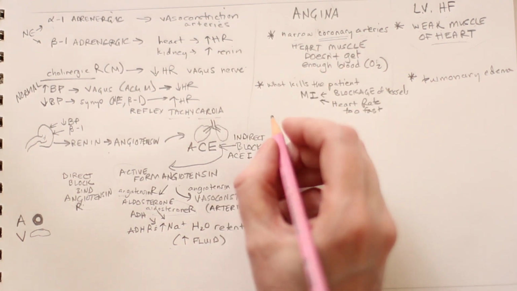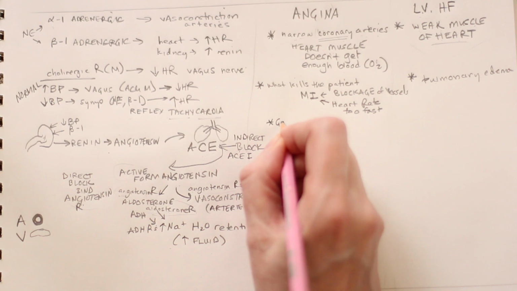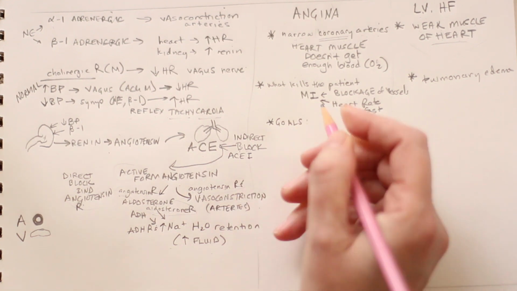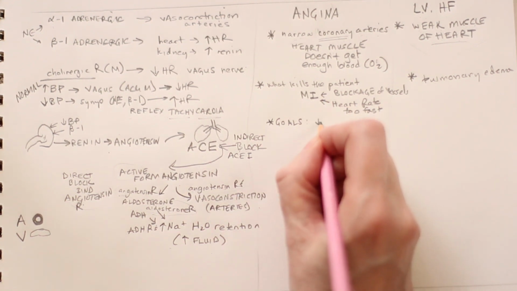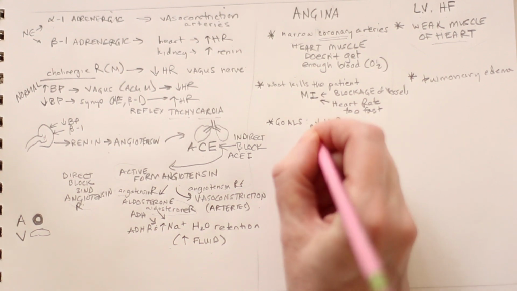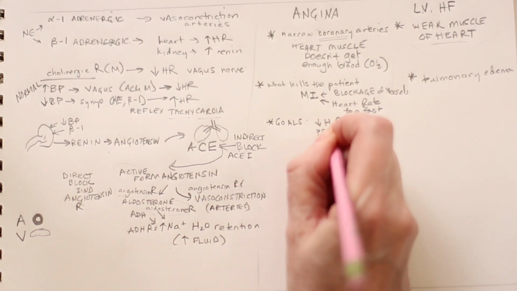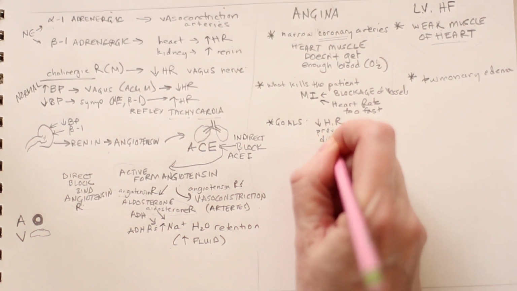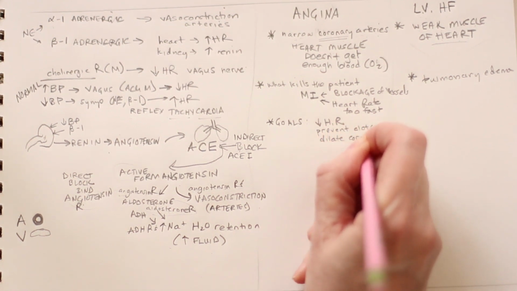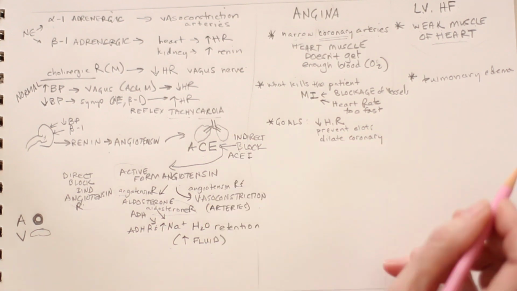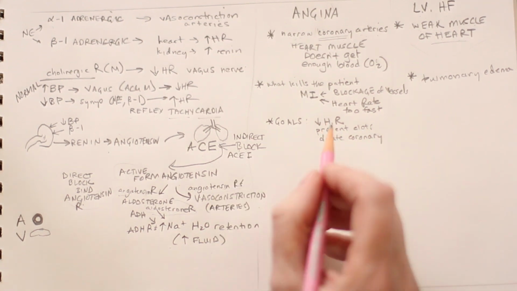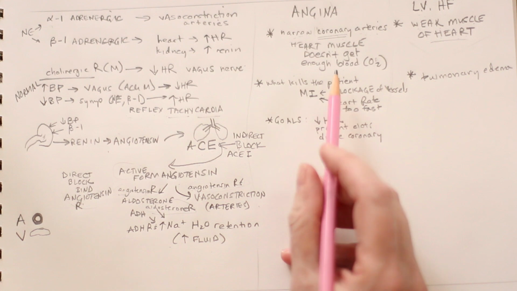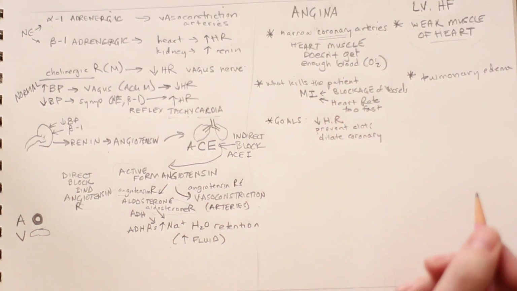Okay, so goals of treatment, okay? In angina, the goal is reduce the heart rate, prevent clots, because you don't want the blockage, and dilate coronaries, the coronary vessels. Okay? Those are what you want to do. If you understand this, then you almost don't even have to memorize it. It just should make sense.